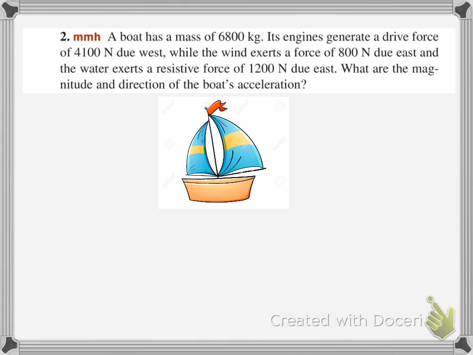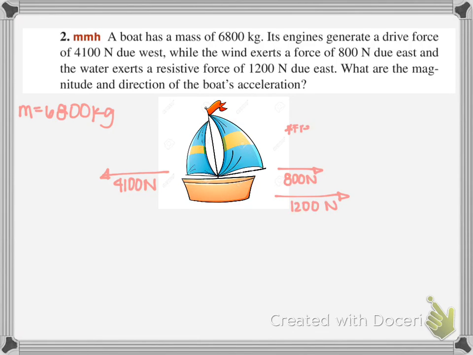Now you need to consider all the forces. So first write out what they give you. The mass is 6,800 kilograms. Now there's a 4,100 newton force due west, and that's the way that the boat is moving towards. So that will be a positive force. Now the wind is a force that goes 800 newtons due east, and there's also a force pulling it back of 1,200 newtons. You need to take into consideration all of these when you find your net force.